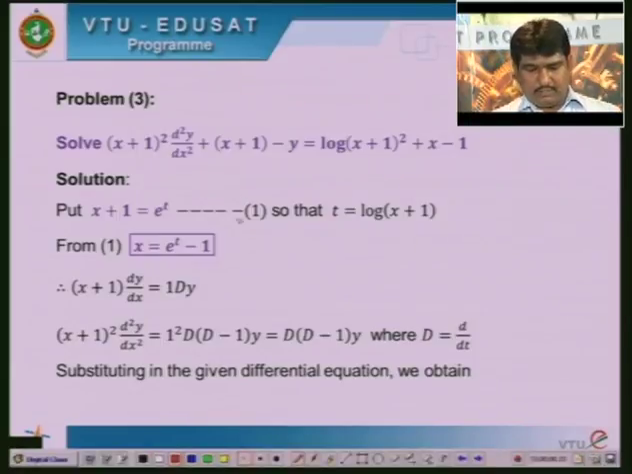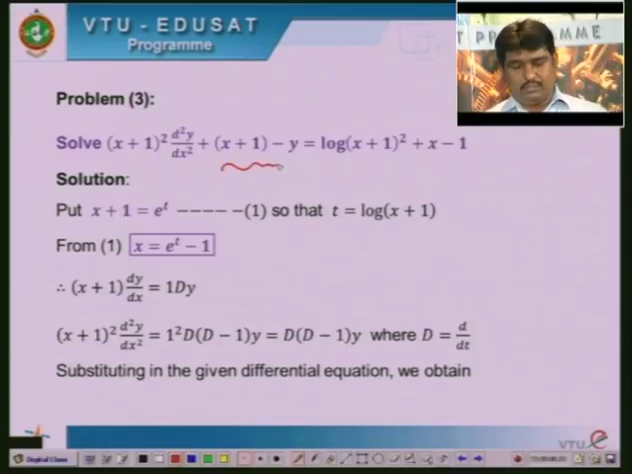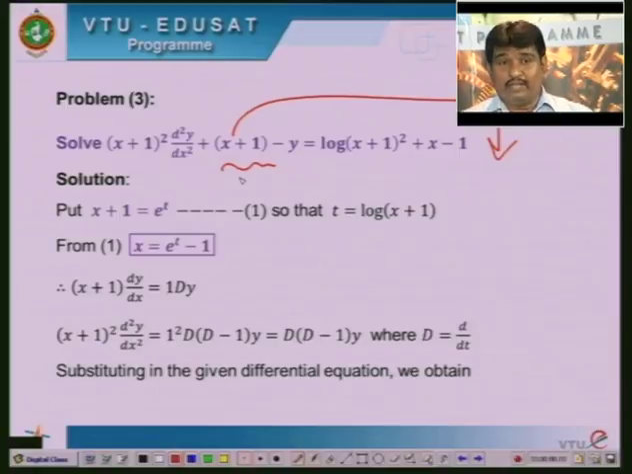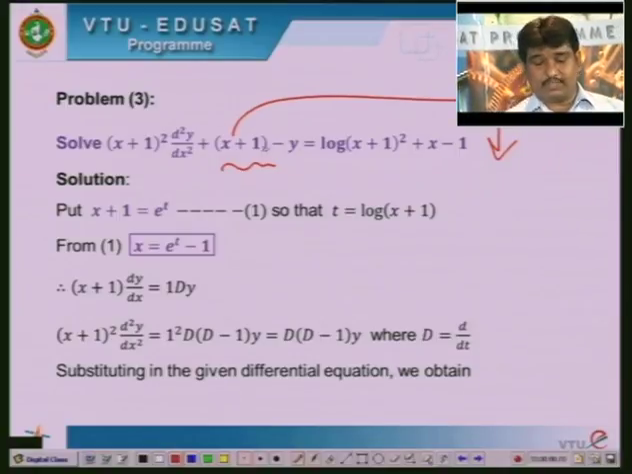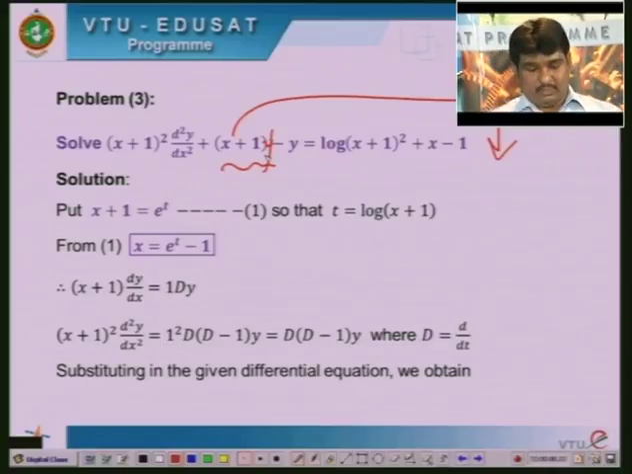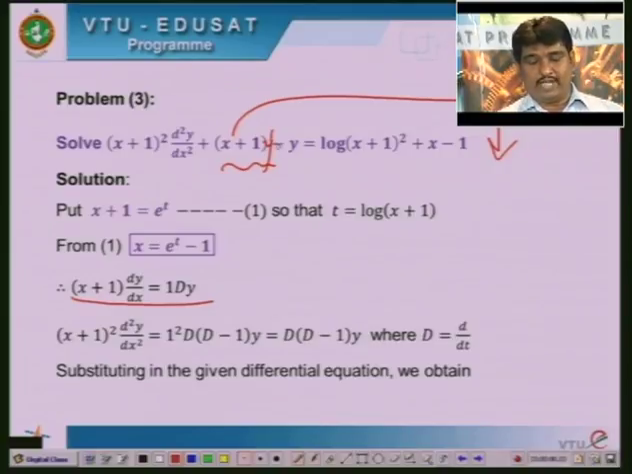You can see there is x plus 1, y dash is missing here. If there is no y dash, you transfer it to the right hand side because it's a term independent of y. If there is x plus 1 into y dash, then we can write it as 1 into dy. If there is no y dash here, transfer this term to RHS.